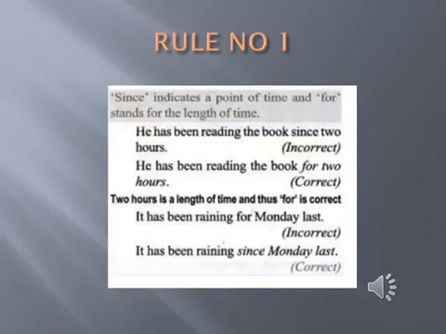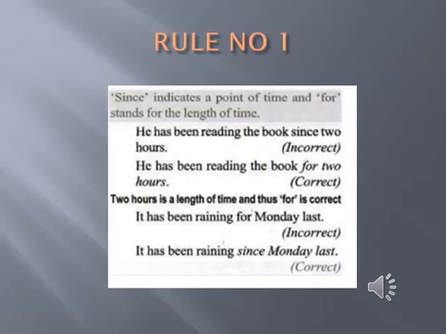Rule number 1 of spotting the errors. Since indicates a point of time and for stands for the length of time. Since shows when it is going to start, a point of time, whereas for is used for duration of time. Now let us take up the examples.